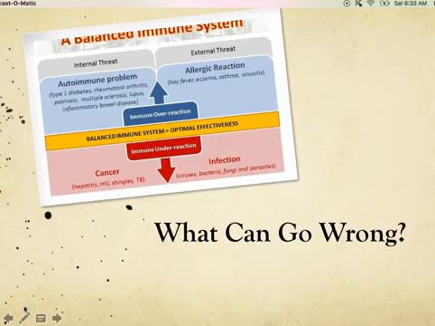All right, so time to finish up the immune system. I really like this image here. We're going to talk about what can go wrong. But right here in this yellow band, you see that it says balanced immune system equals optimal effectiveness. And this is really key.